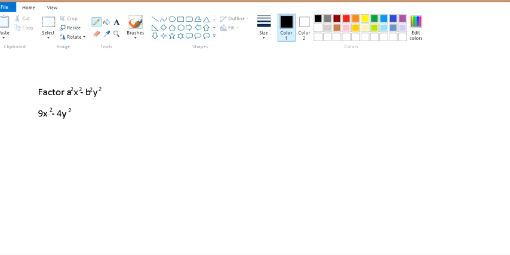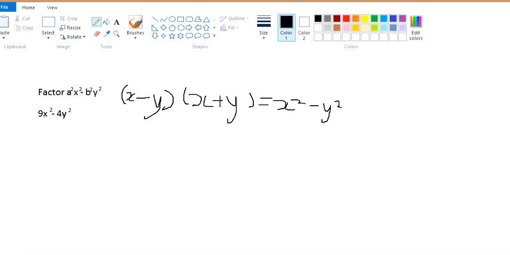Now we are going to take a look at the next form, which is the difference of two perfect squares: a squared x squared minus b squared y squared. And if you remember from the expanding polynomials video, this is the form x minus y times x plus y, which gave us x squared minus y squared.